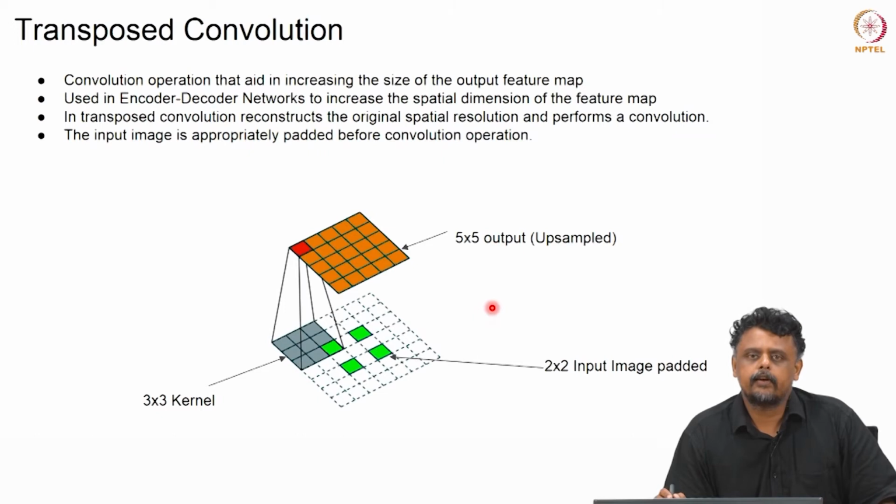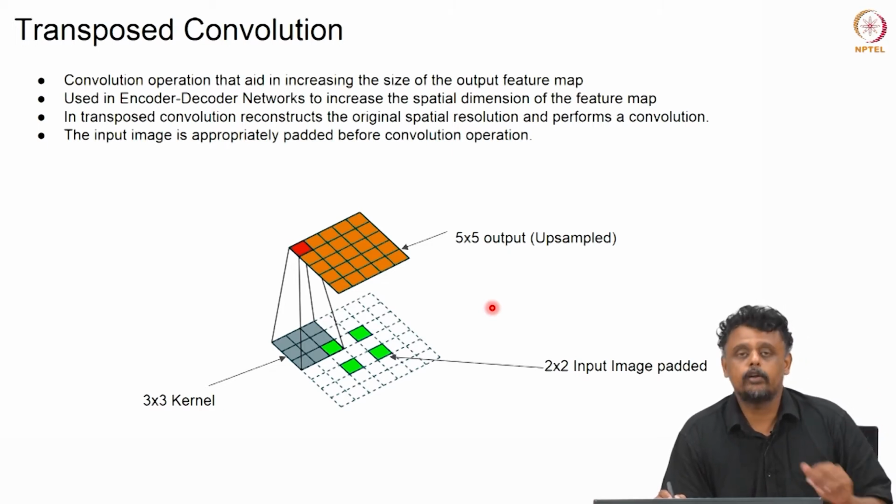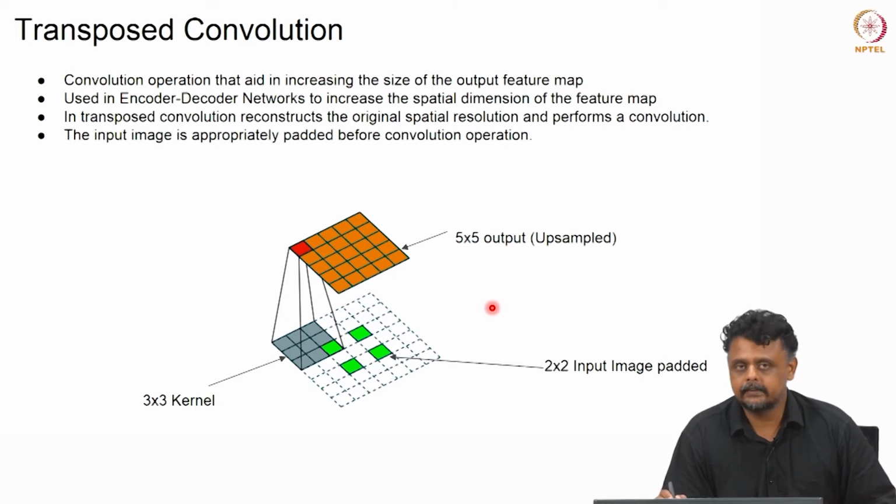The next topic is the transposed convolution. Here, the idea behind transposed convolution is to aid in increasing the size of the output feature map, and these are typically used in encoder decoder networks, especially on the decoder side, so as to increase the size of the feature map as you go towards the output. The idea is to regain the original spatial resolution, not to regain the actual feature map itself, but just to regain the original resolution, that is the size of the feature map.